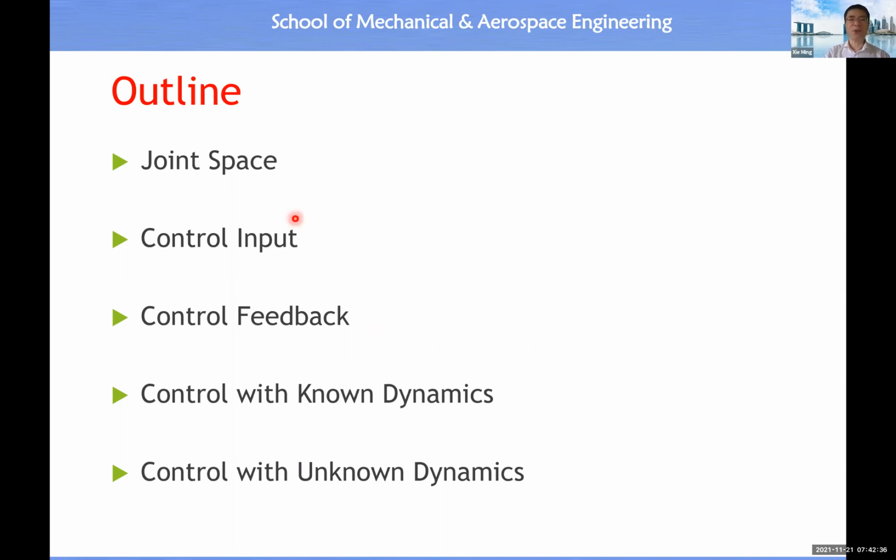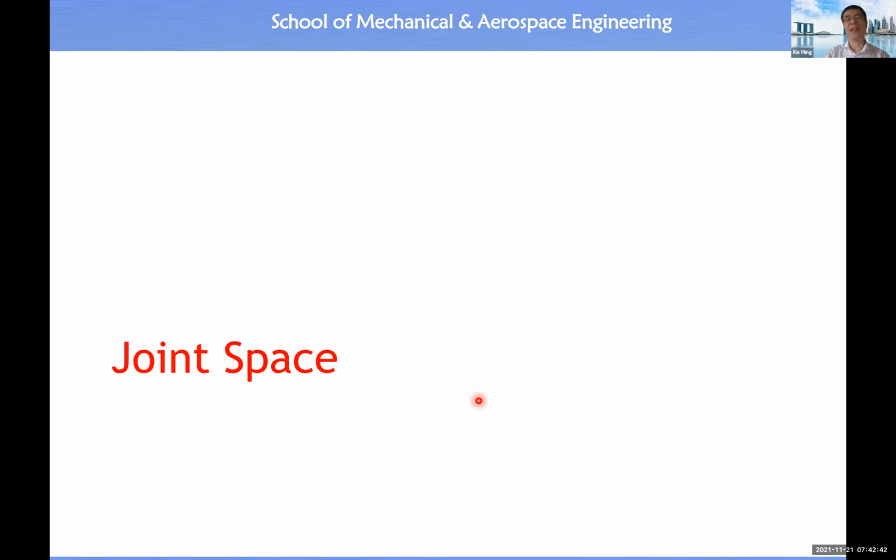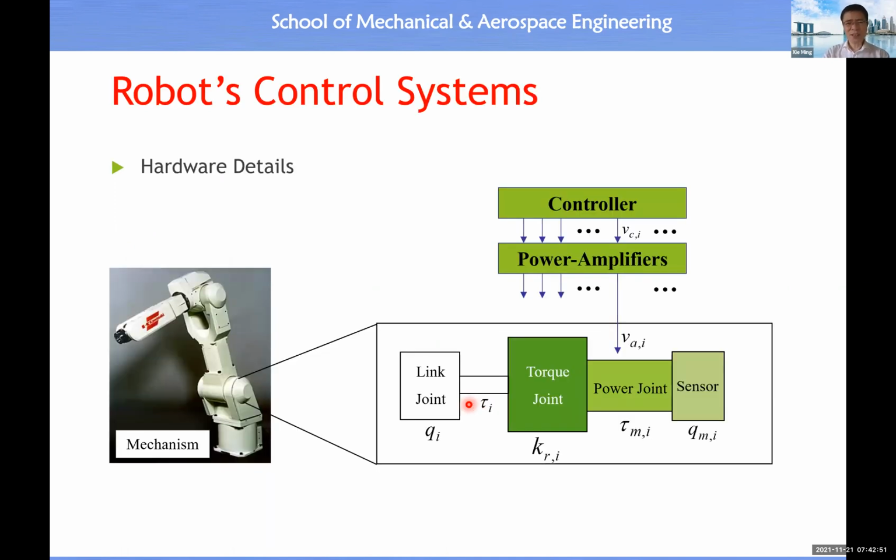Today's lecture will follow this outline. So let us begin with the concept of a joint space, because some of you may ask this question, what do we mean by joint space? All right. So first, we look at the nature of our robot. This slide shows you the hardware detail based on the study of module 2. Then you should be able to understand this slide.